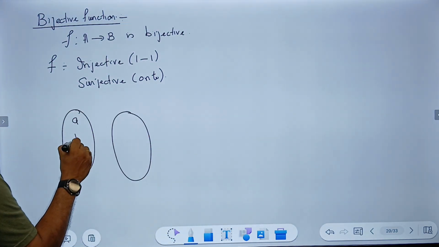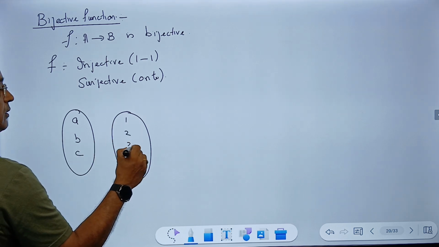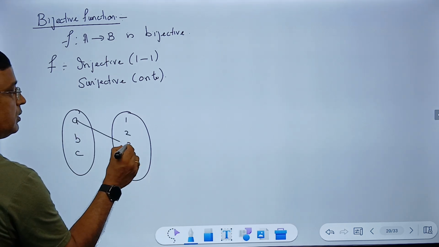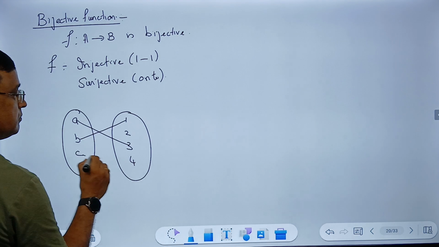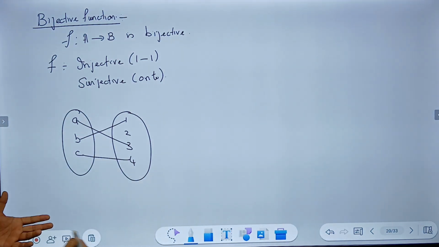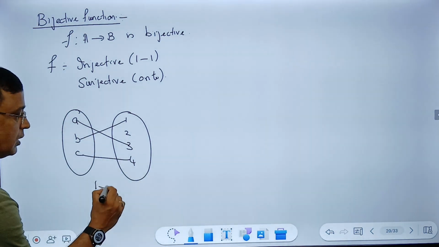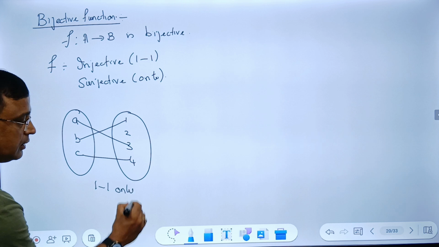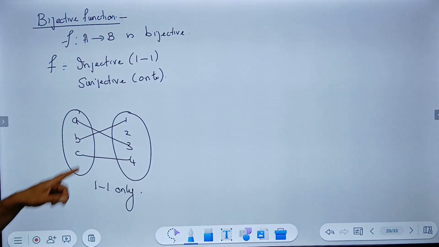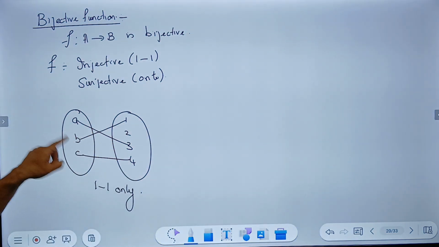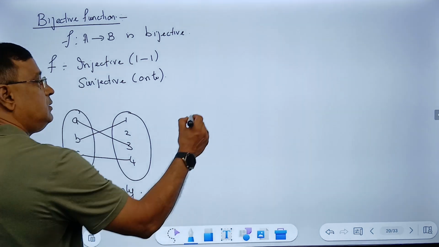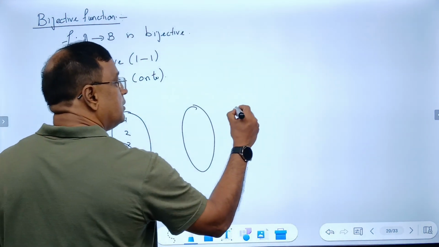Suppose I have A, B, C and I have 1, 2, 3, 4. What name will you give for this function? Clearly, this is one-to-one only. It is only one-to-one because 2 does not have a pre-image. Okay. Let's look at the next diagram.